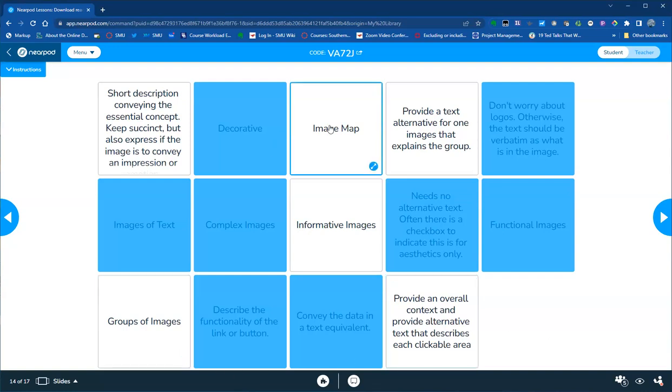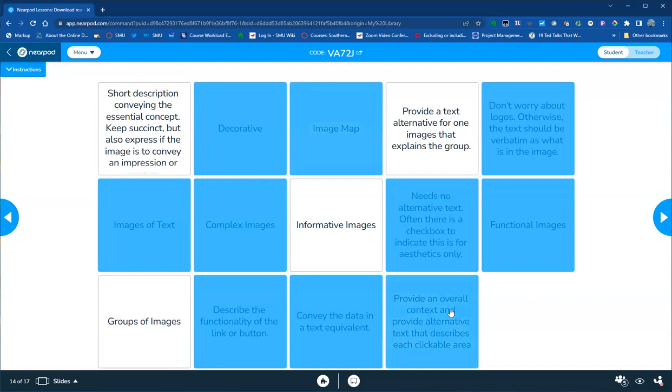Our image map, if we had a map of the world and we are asking people to click, for example, all the places that they've visited or click where they're attending from, would be this one. Provide the overall context. So for example, this is a map of the world, and then provide alt text that describes all the places where you can click so that you can click on the right one. But if there are some places not available for clicking, you're only providing information on the places that can be clicked on so that they can make the right choice.